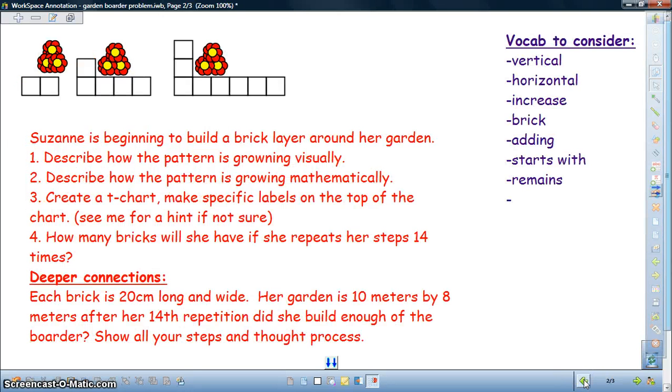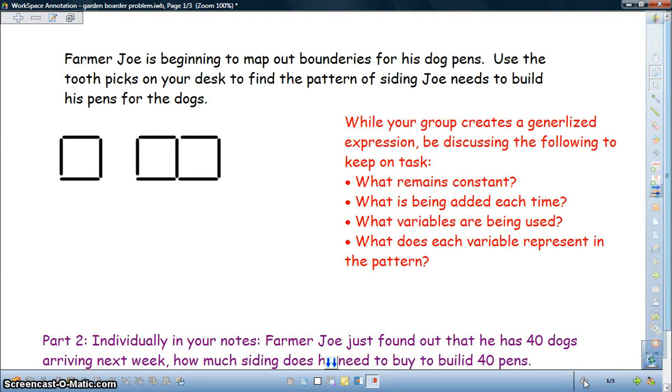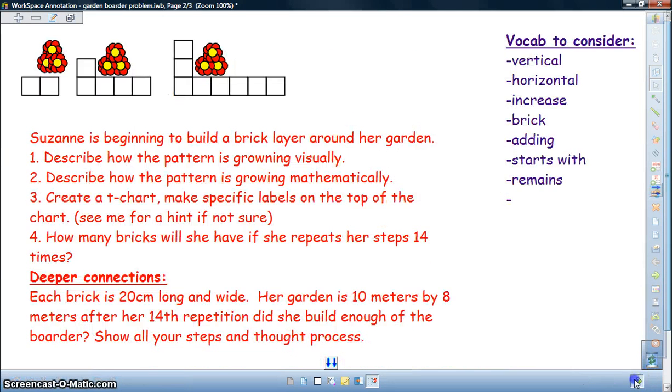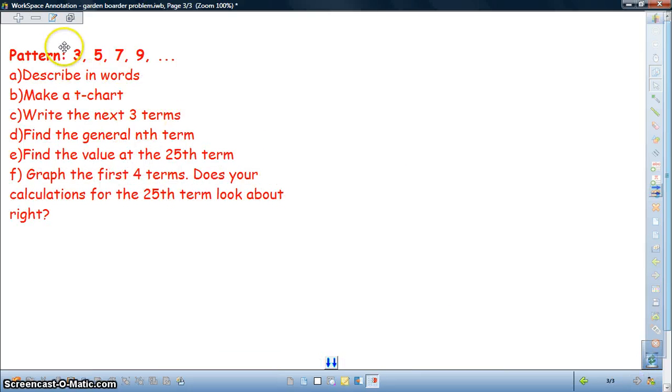So far we've been looking at patterns as visuals and turning them into numbers, words, and charts. But what happens when you have a pattern that is just numbers? How do we find the pattern in that example? So first, like before, we look at it in words. What can we say about the pattern?